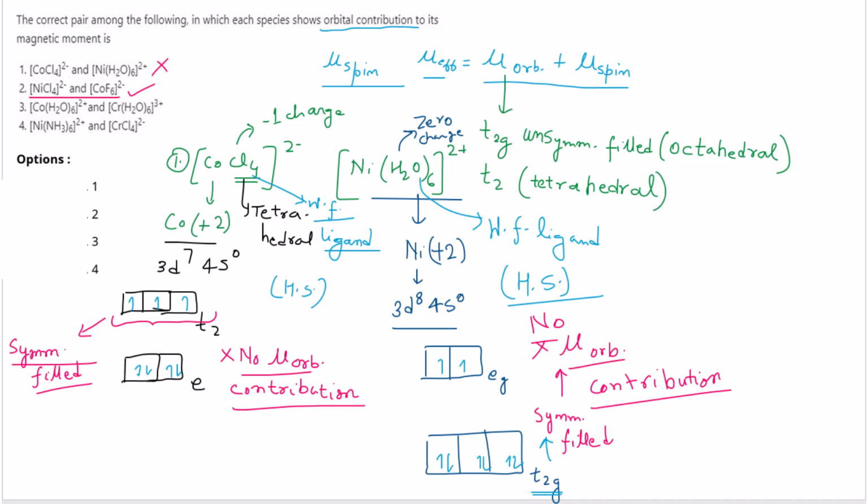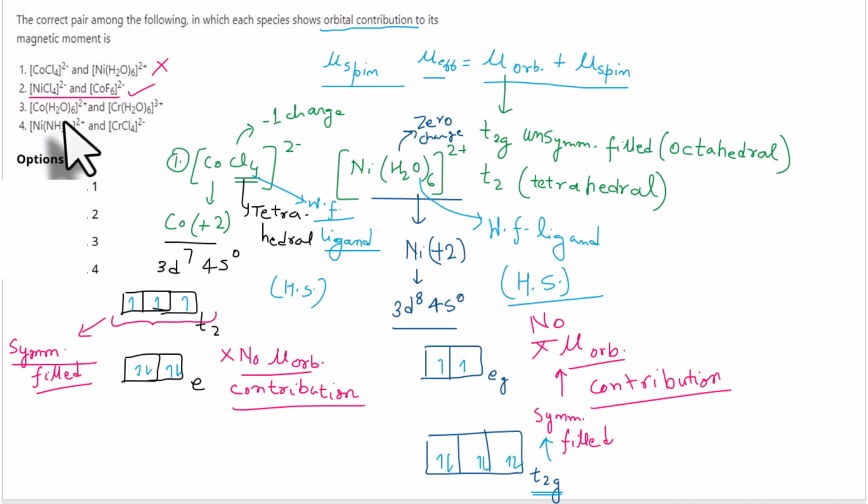And I will conclude here because we have got our correct answer, but I will request each of you to go through options 3 and 4, which have cobalt, chromium, nickel and another chromium complex. There are 4 complexes in options 3 and 4. Please go through all of them and try to find out whether the t2g orbital, or the t2 orbital in case of tetrahedral complexes, is unsymmetrically filled or not, and whether they will contribute a mu orbital towards the effective magnetic moment.